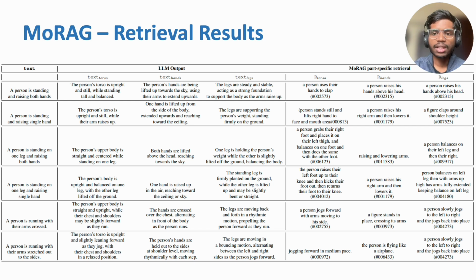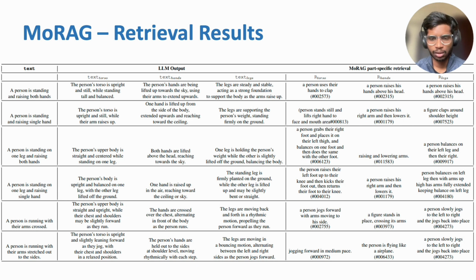We illustrate the LLM generated part specific outputs for text descriptions alongside their corresponding part-specific top 1 retrieval results, with the HumanML3D ID for the retrieved motions indicated by the hash symbol. These examples show that the LLM-generated part descriptions provide precise part-specific details. The retrieved motions are also semantically coherent with the input text, demonstrating the overall effectiveness of our prompt strategy and part-specific motion retrieval models.